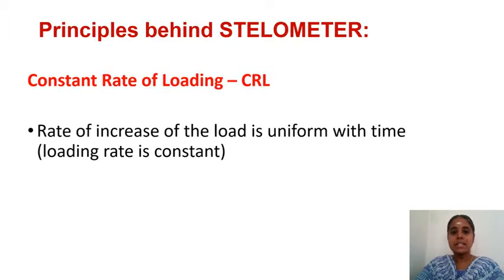The principle behind Stelometer is constant rate of loading. That is, for every change in time, the change in loading remains constant, and the loading that is maintained is 1 kg per second. This is the constant rate of loading maintained in this experiment. The rate of increase of load is uniform with time, or loading rate is constant. That is why it is called constant rate of loading, CRL.